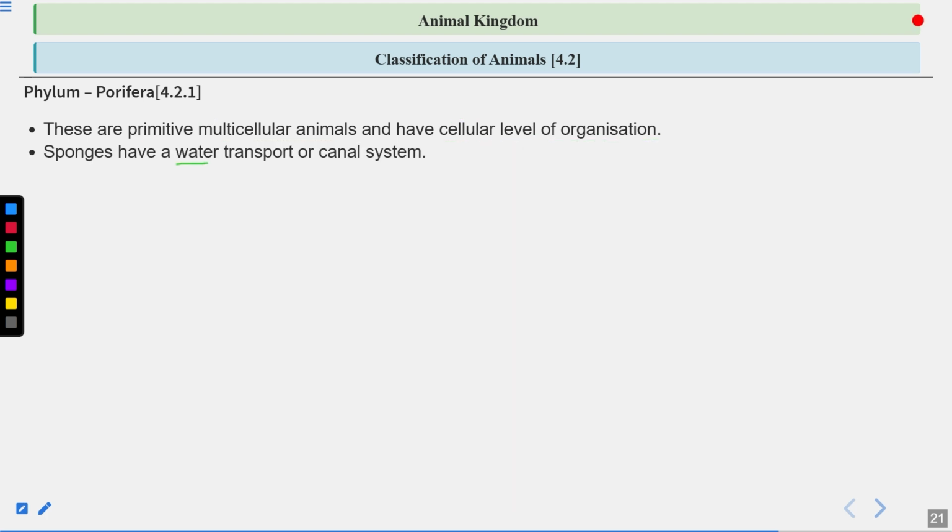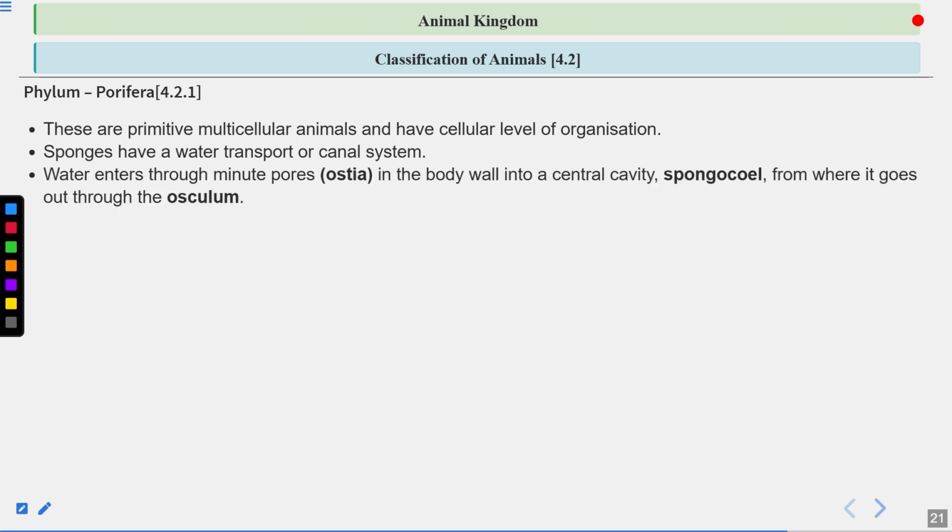Sponges have a water transport or canal system. Very, very important feature of this particular organism. Now, for this water transport and canal system, you see minute pores on the body surface, which are called ostia. This ostia leads to a central cavity which is called spongocoel.